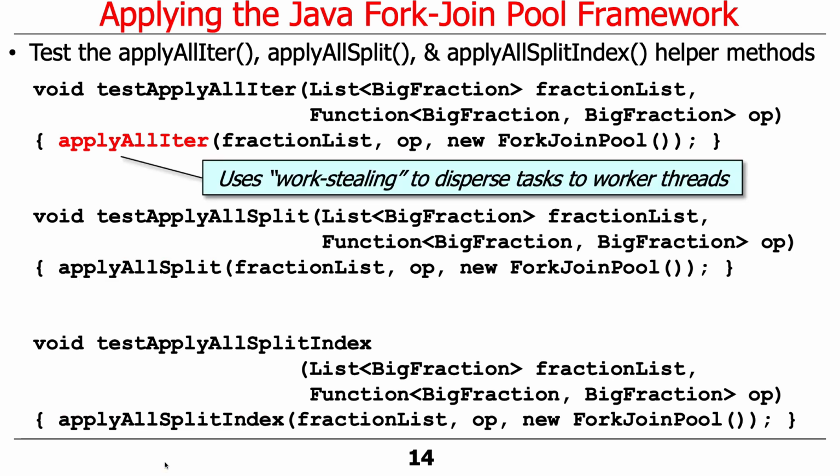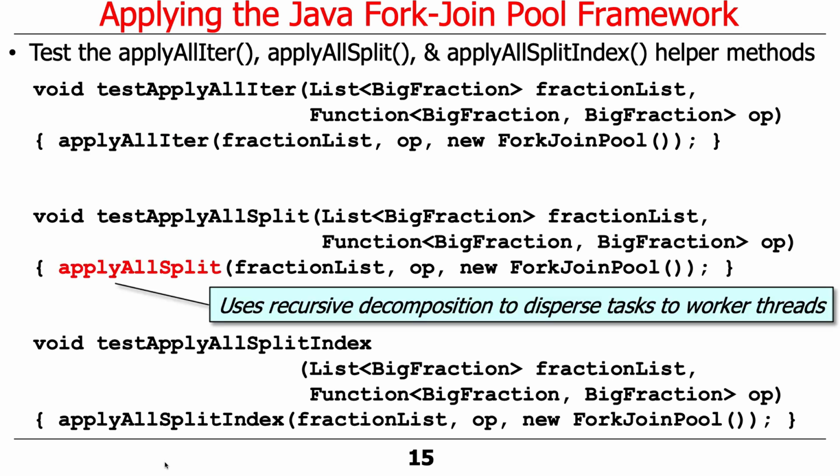This particular approach, apply all iter, uses a single loop along with work stealing to throw everything into one worker thread's deck, and then as it processes some stuff, the other threads in the pool will steal things from its deck. So this approach is very simple to program, but it incurs a fair amount of stealing overhead because of the way it's programmed. You'll see when we look at that in more detail how it works.